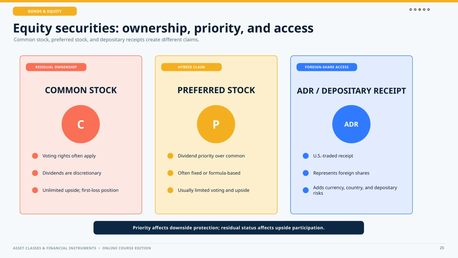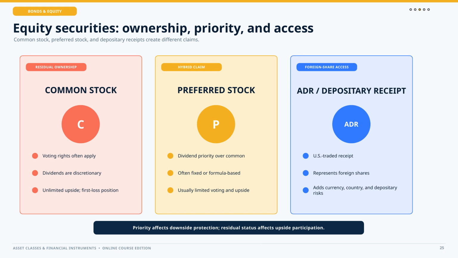Common stock represents residual ownership. Common shareholders typically have voting rights, may receive dividends, and participate in the company's upside after all senior claims are satisfied. Preferred stock sits above common equity for dividends and liquidation value, often with a fixed or formula-based dividend, but it usually offers less voting power and less upside.